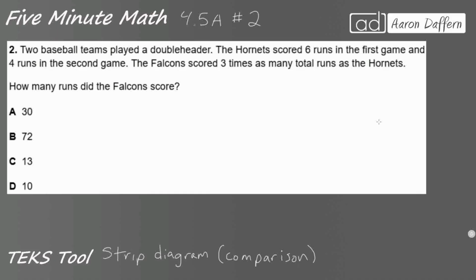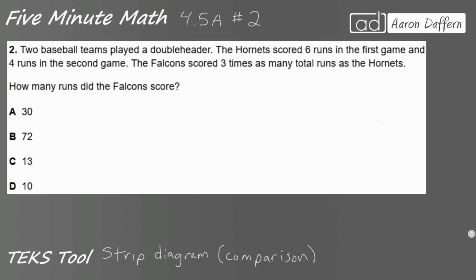So we've got two baseball teams. They're playing a doubleheader. All right, so we've got the Hornets and Falcons. The Hornets scored 6 runs in the first game and 4 runs in the second game. The Falcons scored 3 times as many total runs as the Hornets. Oh, that's interesting. So let's see if we can figure out the Hornets first, because we're looking for the Falcons.